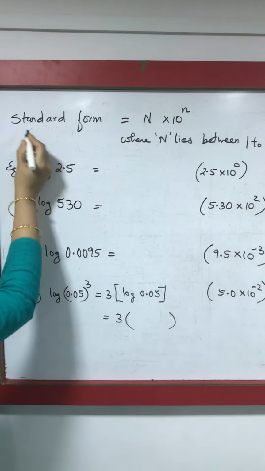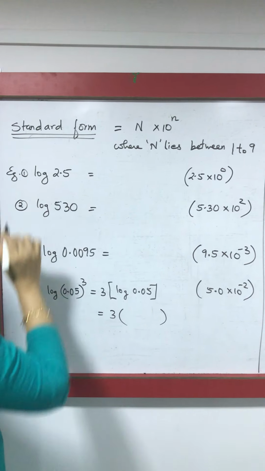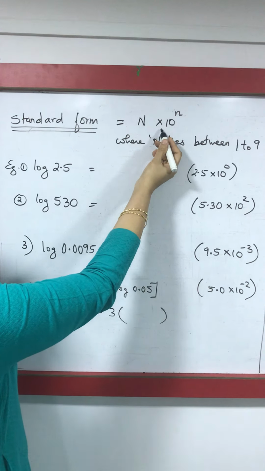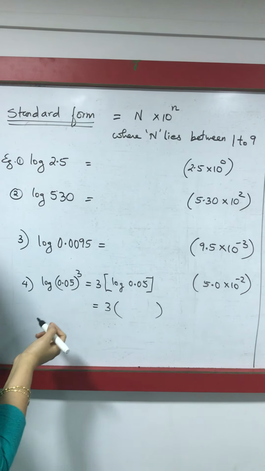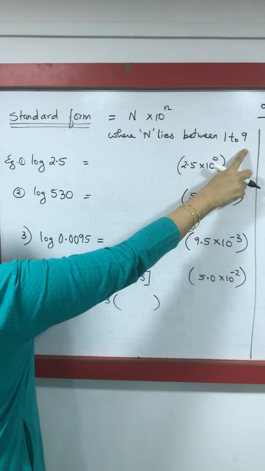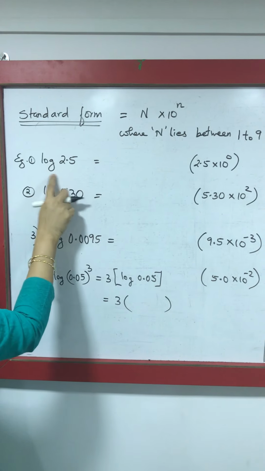Last year we studied that every number can be written in standard form, that is N into 10 raised to the power of small n. Now this capital N value will lie from 1 to 9. Let us take the first example.